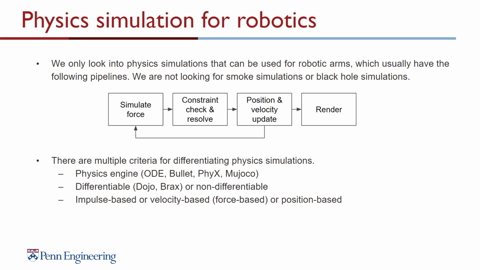So there are multiple criteria you can use to differentiate physics simulations. For example, there are different physics engines. ODE, Bullet, PhysX, MuJoCo, they're all physics engines, and you can create a physics simulation based on those engines. For example, Gazebo is based on ODE, and PyBullet is, of course, based on Bullet.